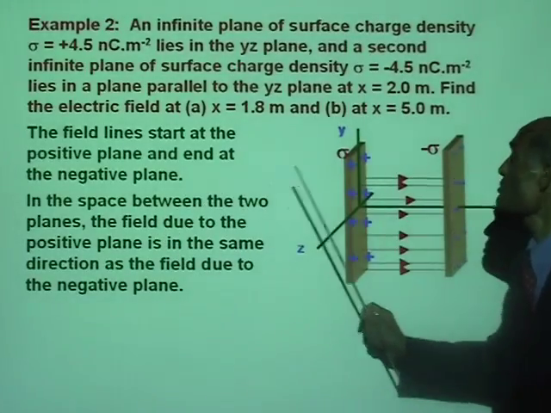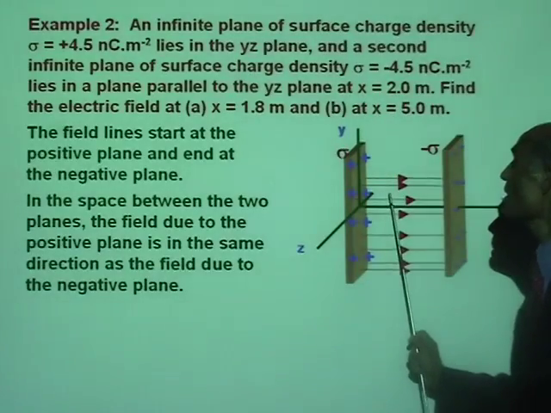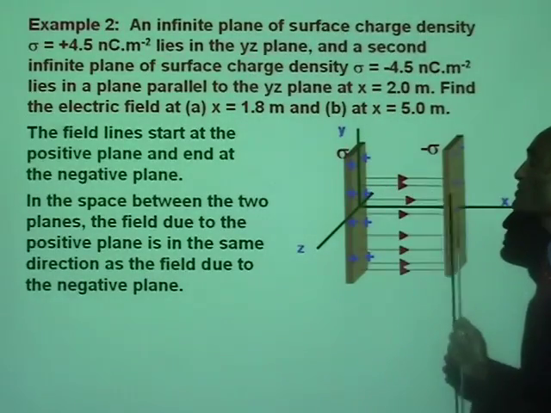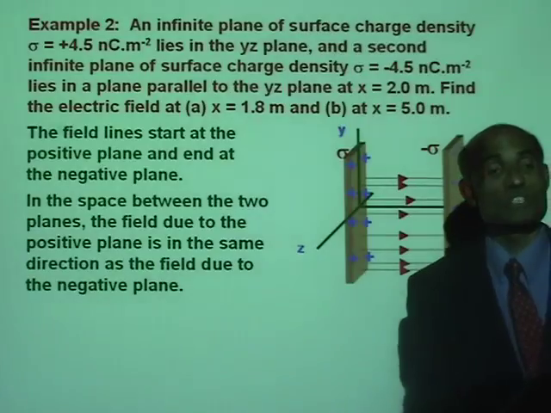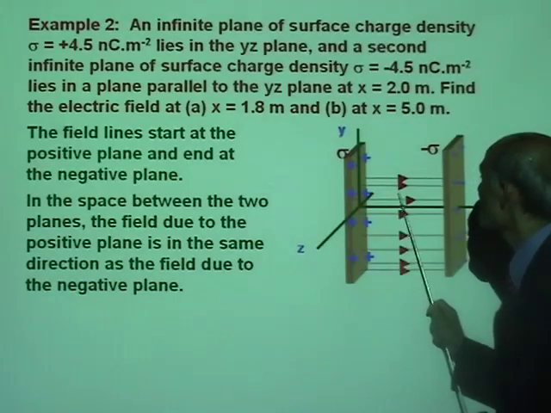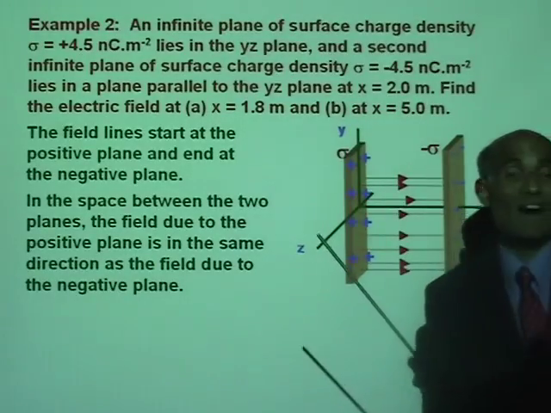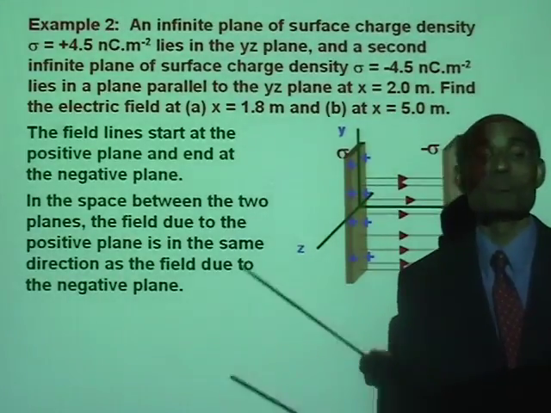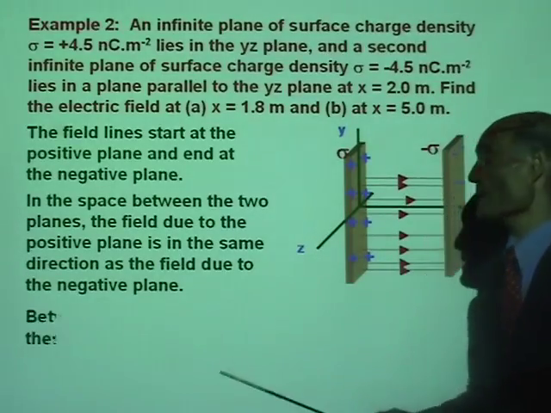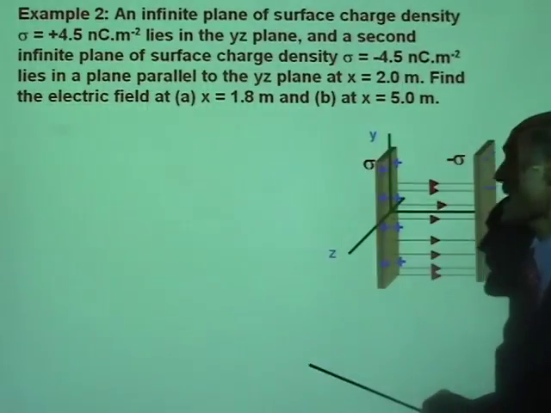In the space between the two planes, the field due to the positive plane is in the same direction as the field due to the negative plane. You see, if you take that point, the field due to the positive will be directed away from it. The field due to the negative will be directed towards it. Both are in the same direction. That means both those fields will add up. Now, between the two planes, these two fields add up.